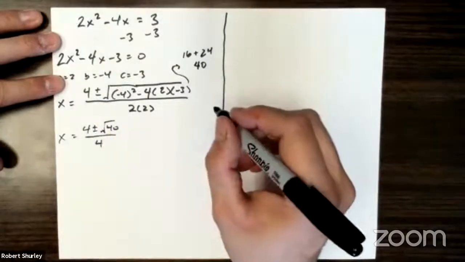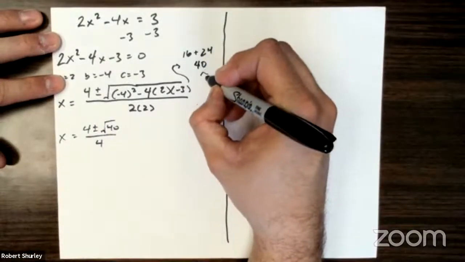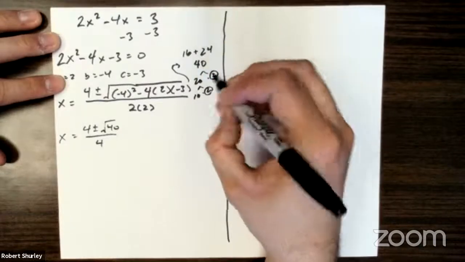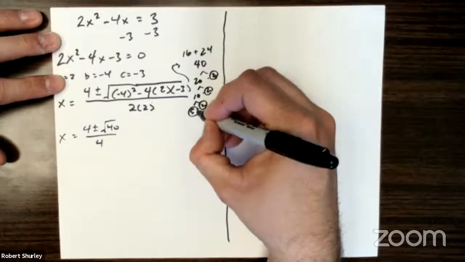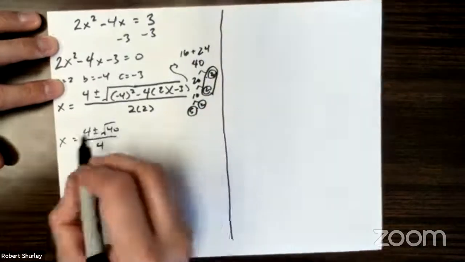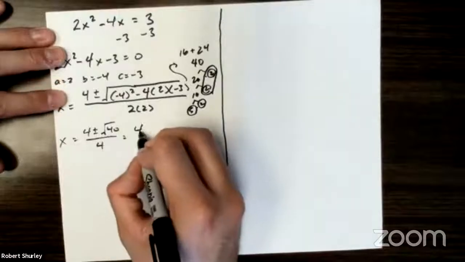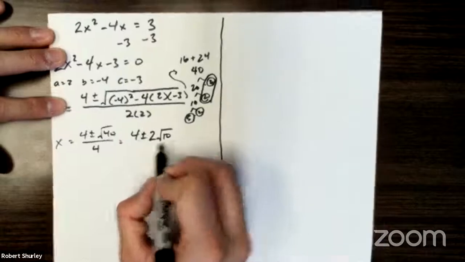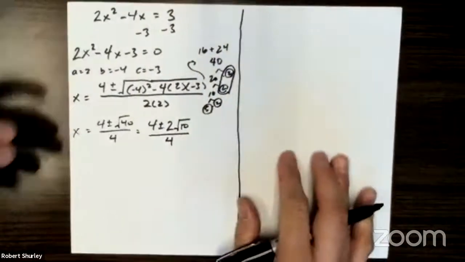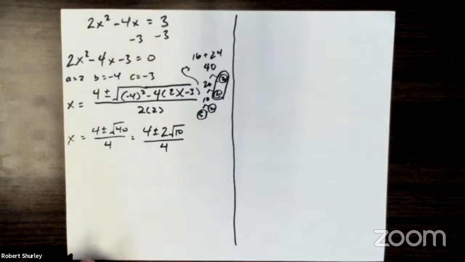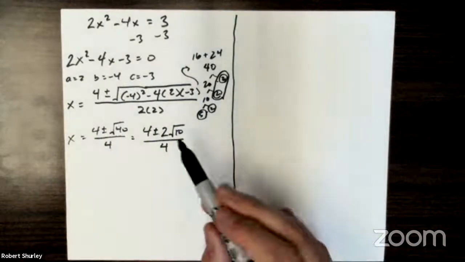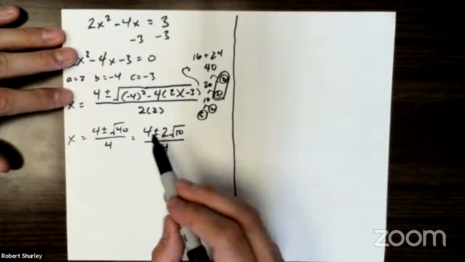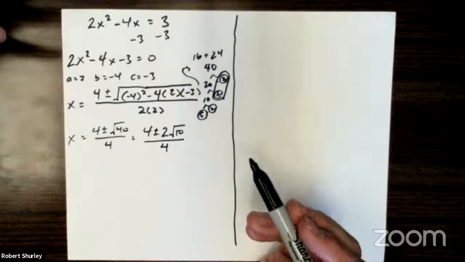So the square root of 40, simplified, I'm going to do it up here. So 40 is 20 times 2, 10 times 2, 5 times 2. I can take a 2 out, okay? So I'll wind up with 4 plus or minus 2 square root of 5 times 2 is left over, so 10 over 4, okay? 4 plus or minus 2 square root of 10 over 4. And notice all three of these are divisible by 2, right? 4, 2, and 4 are all divisible by 2.